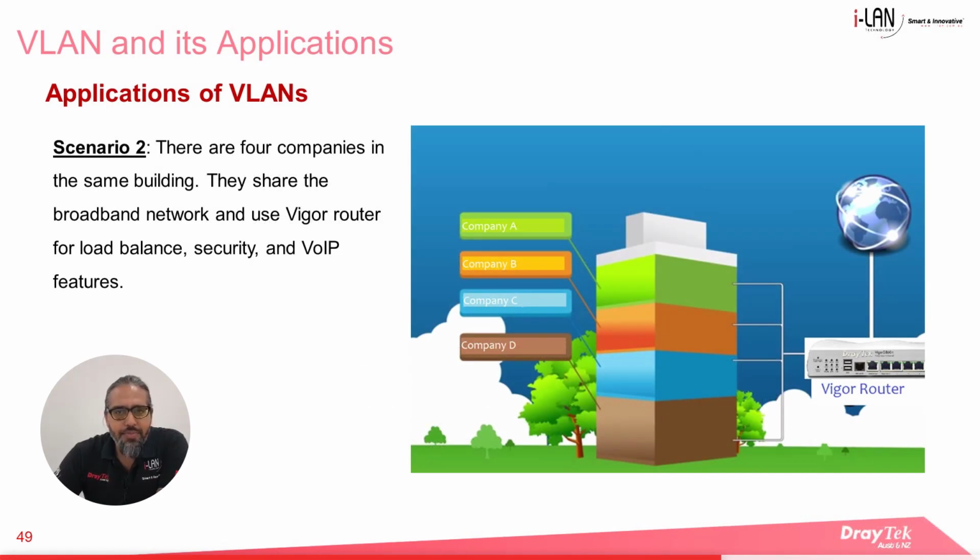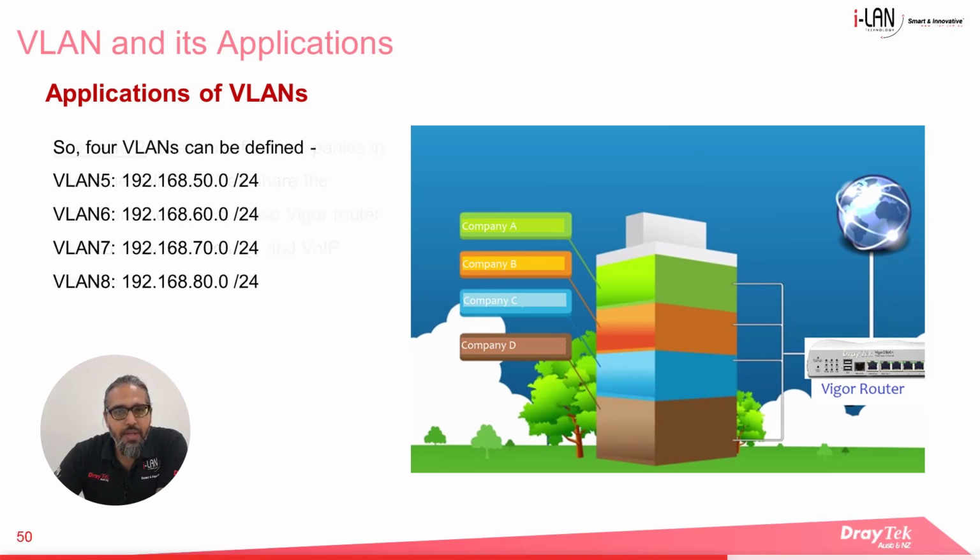Another scenario is where 4 companies are located in the same building. They share the broadband network and use a WIGA router for load balancing, security, and VoIP features. So 4 VLANs can be defined, VLAN 5, 6, 7, and VLAN 8. There can be many other instances where VLAN can be very, very helpful.